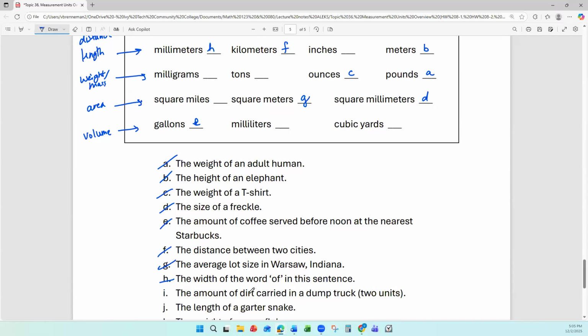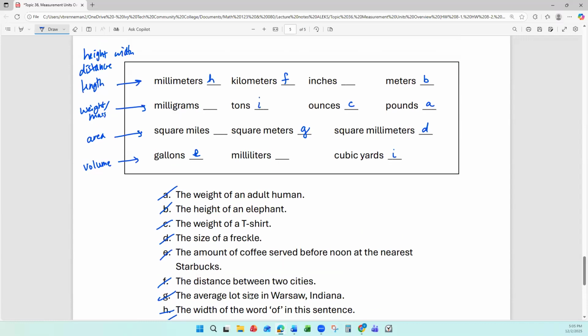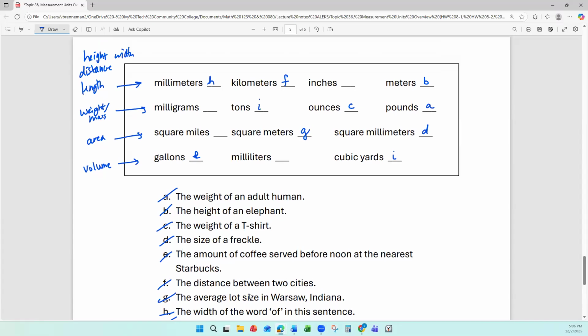Then the amount of dirt carried in a dump truck, depending if you want to measure it by weight, would be in tons. If you go by the amount, the volume, cubic yards is commonly used for that sort of thing. Then the length of a garter snake, we've already used the others, we're down to inches, but a meter would be longer than the length of the snake. A millimeter would be much shorter, so inches would be appropriate there.